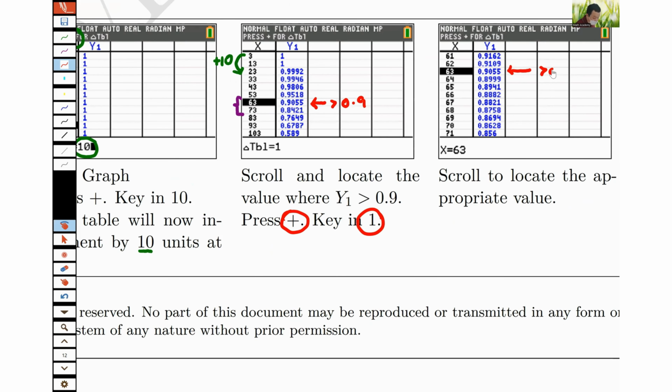This is the last time that it's still larger than 0.9. After that, it will change. Okay, so you need to know this technique of trying to adjust your table quickly by going for this plus, okay, plus 10 or plus 1 to jump.